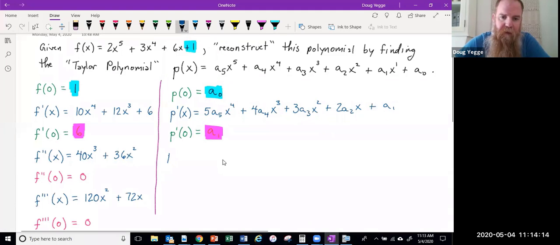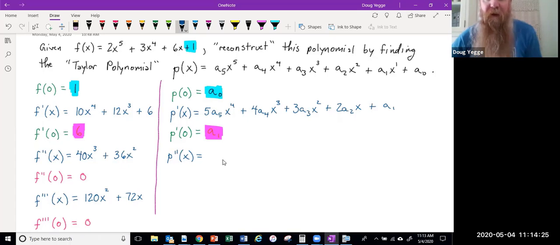And we've got p double prime of x is equal to, well, now I'm going to multiply 5 times 4, but I'm not going to say 20. I'm going to say 5 times 4.